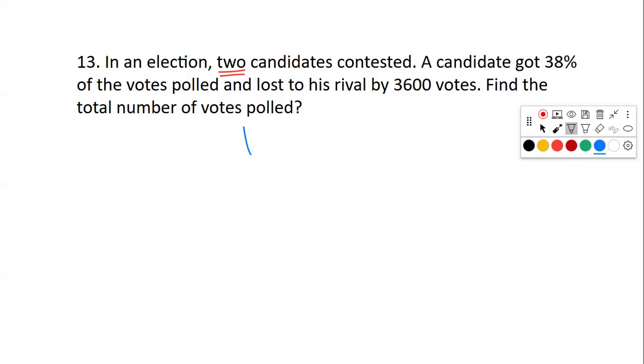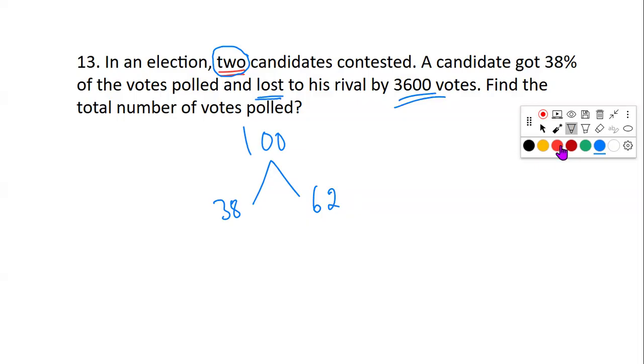Let us start that it is say 100 votes. Okay, and one of them got 38%. So what does it mean? Only two candidates and there is no mention of invalid votes. If it is 100 votes, one of them gets 38. What is the other candidate getting? 62 votes. He lost to his rival because he got only 38%. The other person is 100 minus 38, 62. He lost to his rival by 3,600 votes.